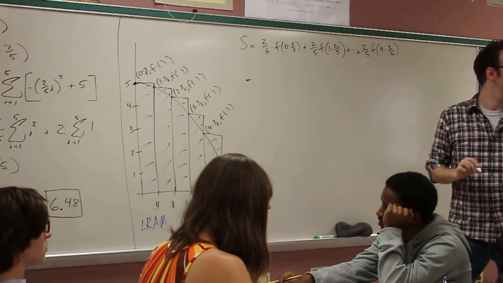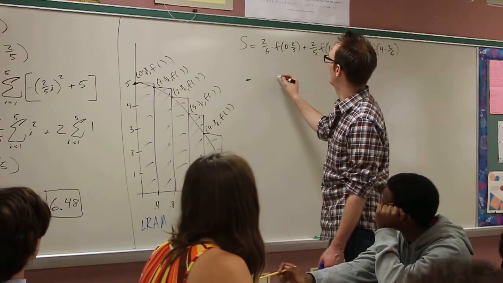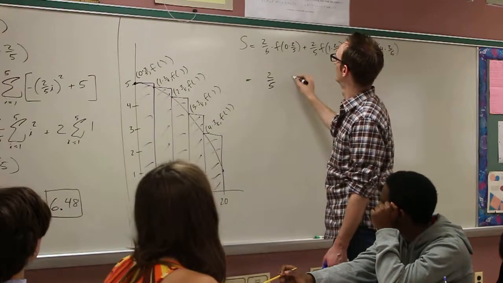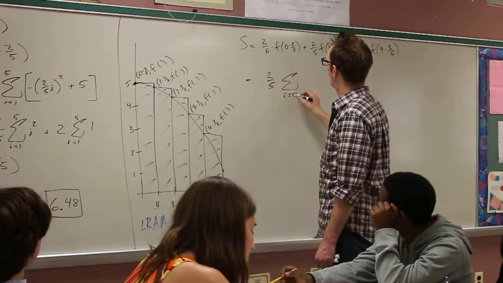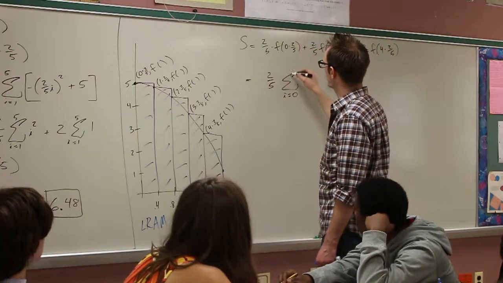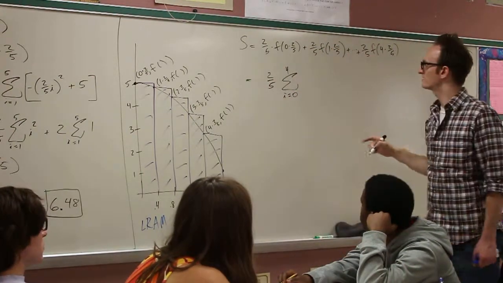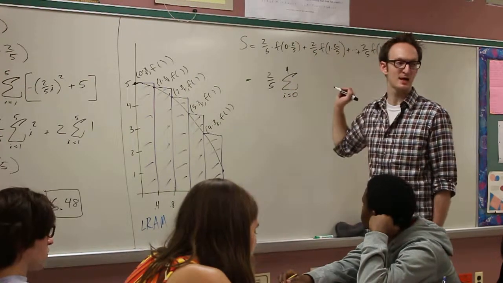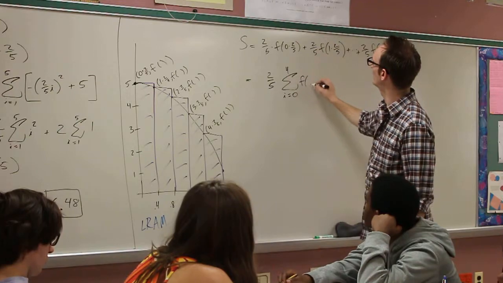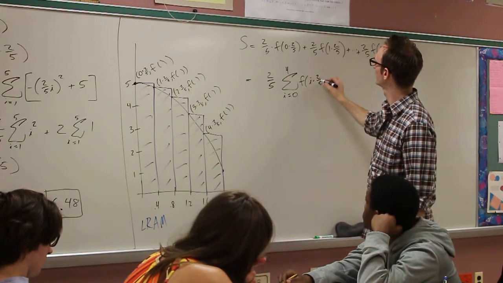Actually, there's a couple different ways. Yeah, there's going to be a 2/5 in there, times the summation from i equals 0 to 4 of f of 2i over 5, or 2/5 i. So there's like 2 ways to do this. We do this as a sum from 0 to 4 of, what was it again? And then it's just f of i times 2/5, right?